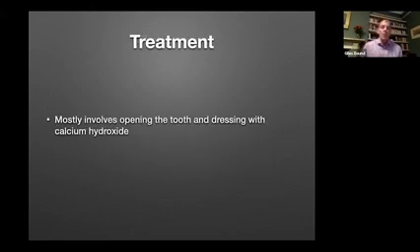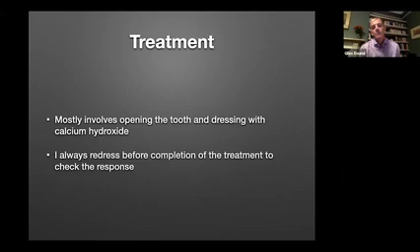Treatment. Most of these cases involve getting the patient back in, cleaning out again, and then redressing with calcium hydroxide. Not giving antibiotics, but getting them back in and cleaning out.